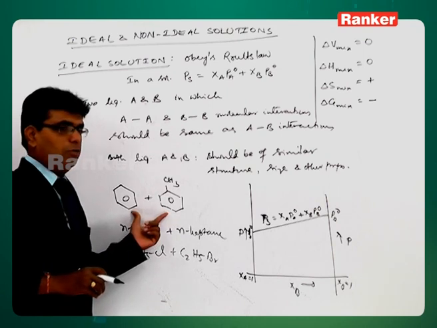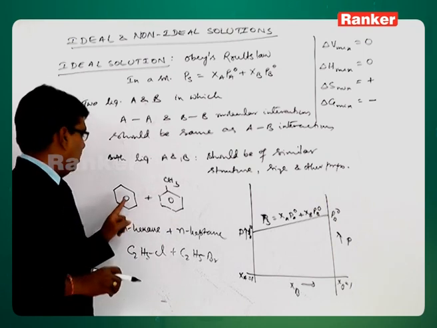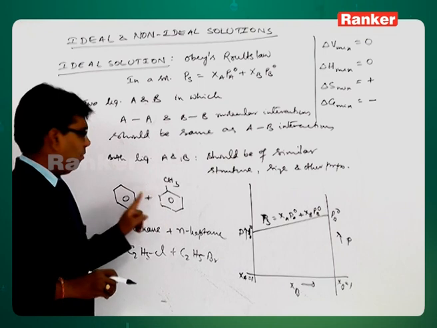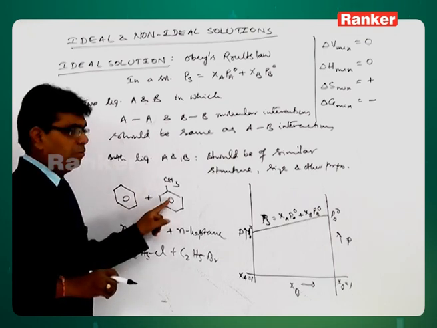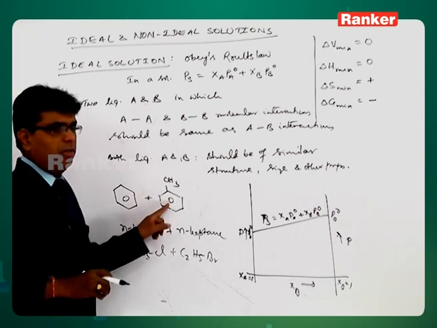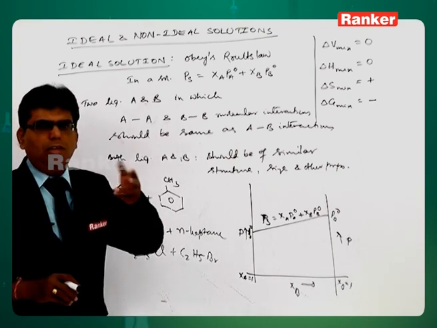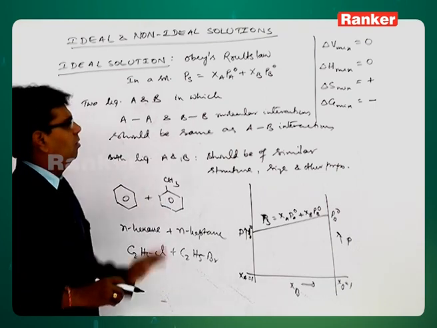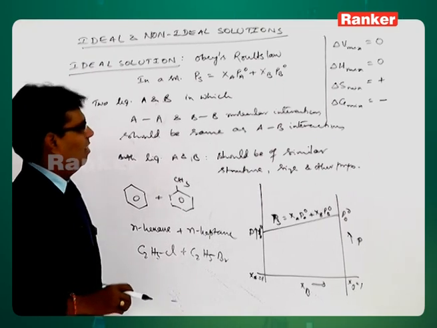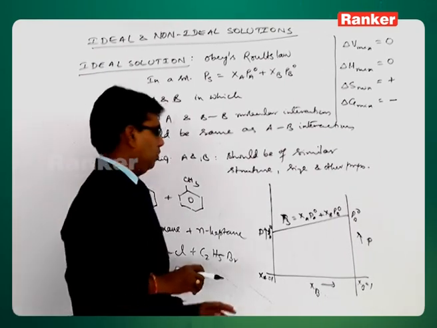So non-ideal solution means the delta V mixing is not 0. Two liquids A and B, if you mix 10 ml each, the resultant volume will not be 20; either it will be greater than 20 or less than 20. Such solutions are what we call non-ideal solutions.